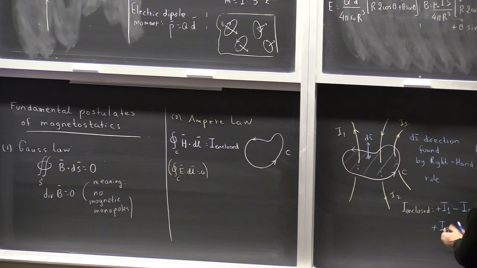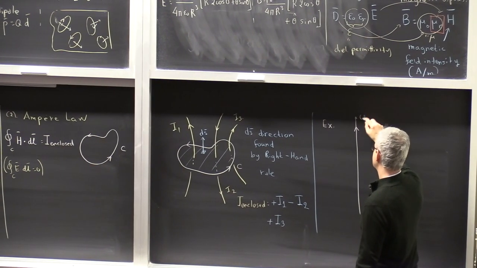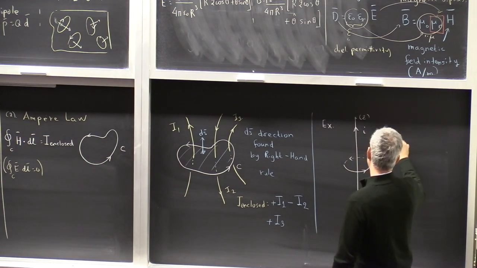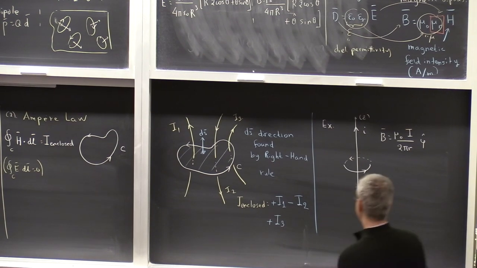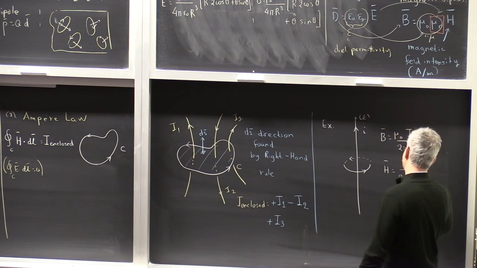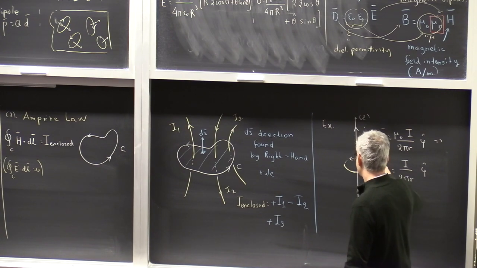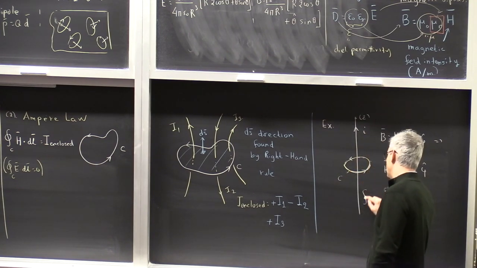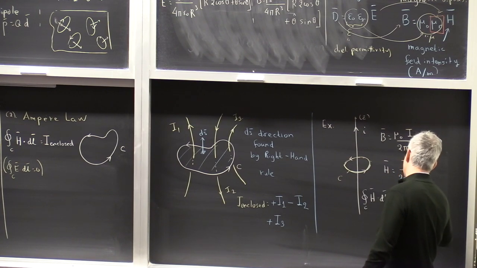Last week, we found that the magnetic flux density of an infinite wire of current I in free space is mu naught I by 2 pi r in the phi direction. Now that we have the magnetic field intensity, we can also conclude that the magnetic field intensity is I by 2 pi r phi hat. So if I apply Ampere's law on a circular arc like this, so if this is my C, the left-hand side will be H dot dl, I by 2 pi r phi hat.